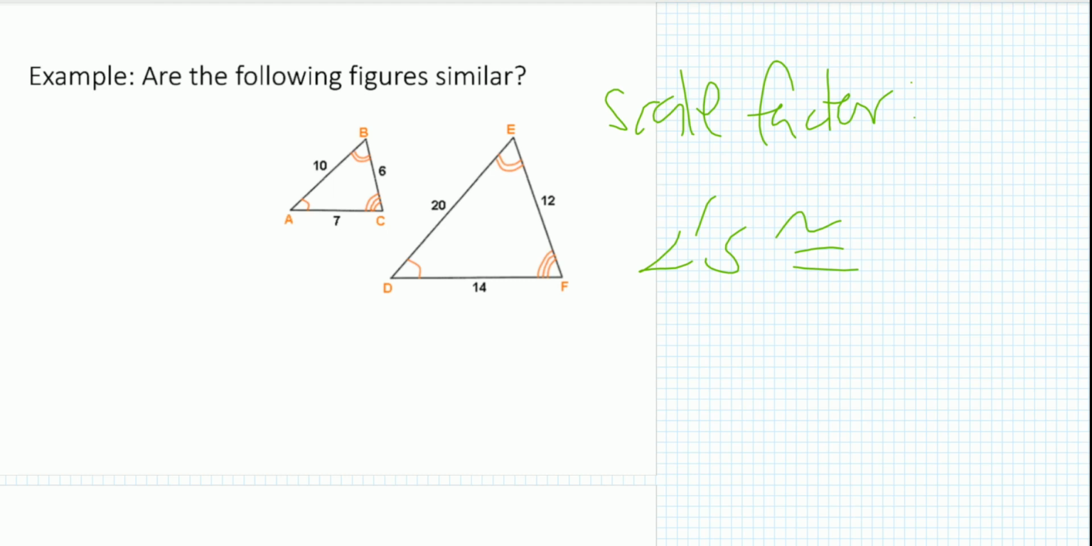But for right now, let's look at the sides. You have 10, 6, and 7, and then you have 20, 12, and 14. Right now, you can really tell, hey, what's the scale factor? What did you multiply it with? But remember, it's really important to know which direction you're going. I'm going to show you both ways just so you can get the hang of it, but most of us usually tend to go from small to big. So let's go small to big.